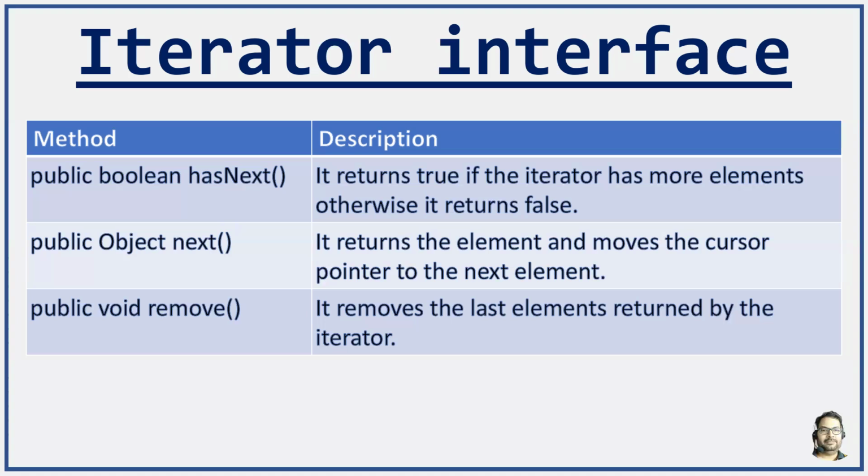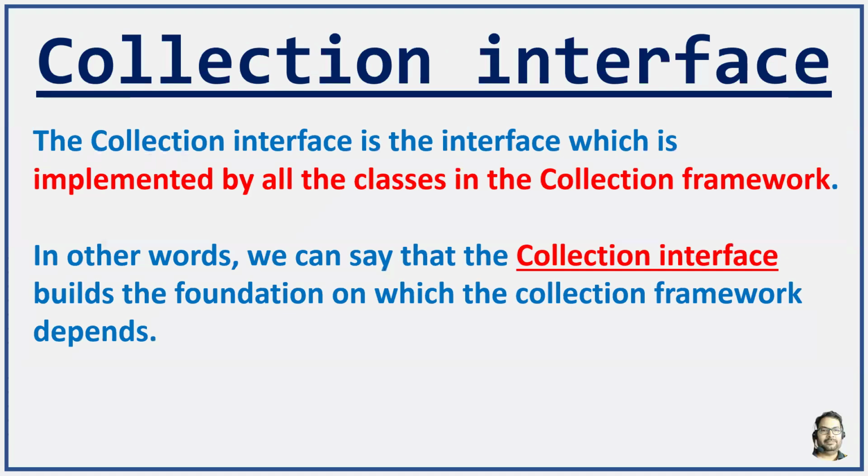Now the third function is called remove, and its purpose is that it removes the last element returned by the iterator, and this is very rarely used. So this is all about the Iterator interface. Now we will come to the Collection interface. The Collection interface is implemented by all the classes in the collection framework. The Iterable interface is at the topmost level of the hierarchy, but after the Iterable interface, the Collection interface is the backbone of the collection framework.